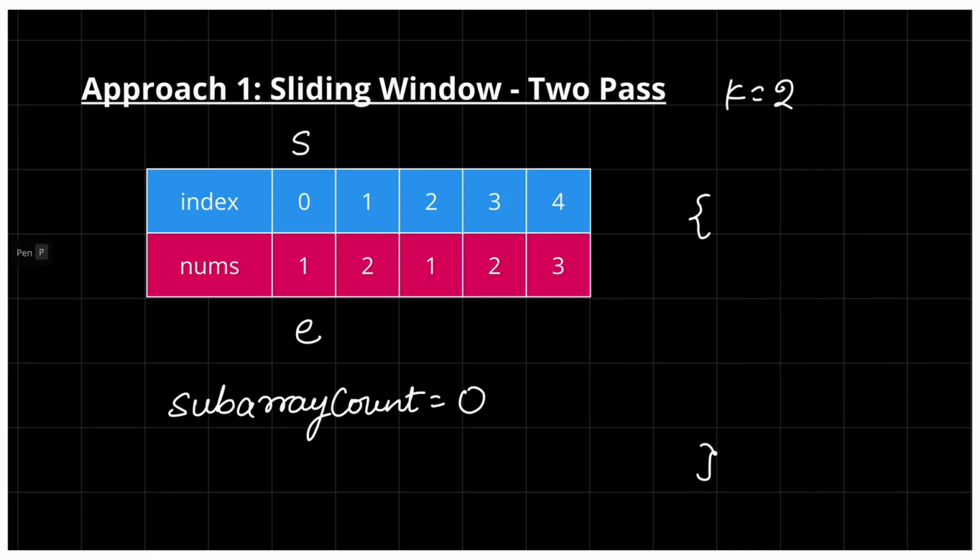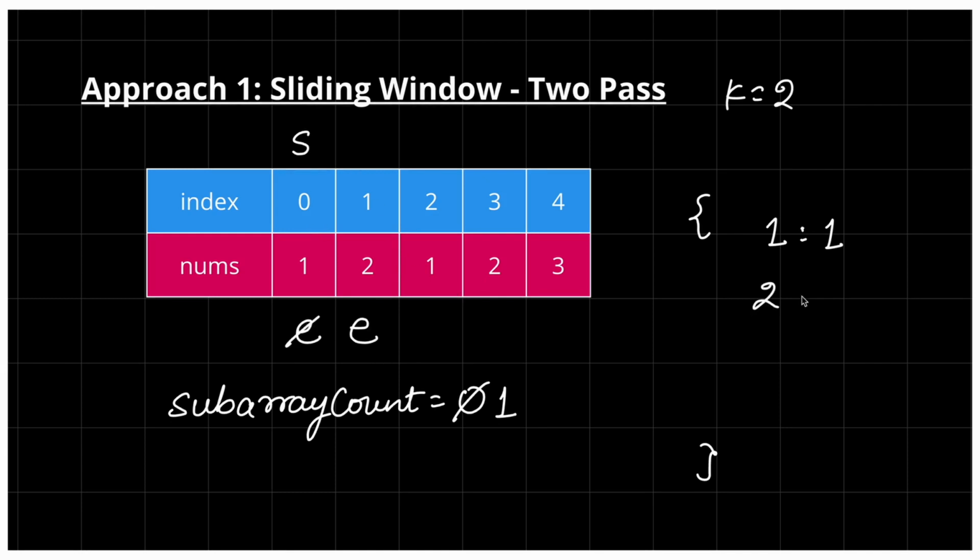So let's see how we can actually solve it. Initially I have 1, so I would simply add this to my map, 1 with frequency 1. And how many different subarrays can I form with this single 1? Only 1. So I will simply increment my subarray count by 1, which is nothing but end minus start plus 1. Now I will increment my end.